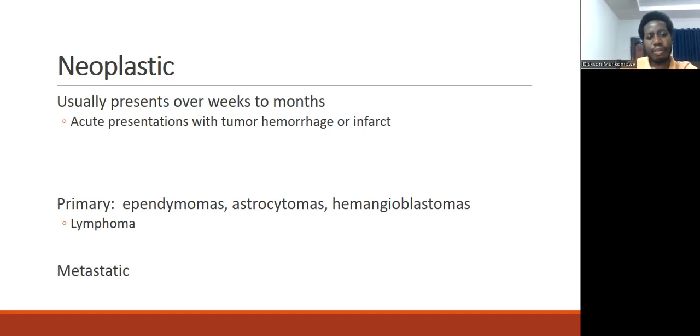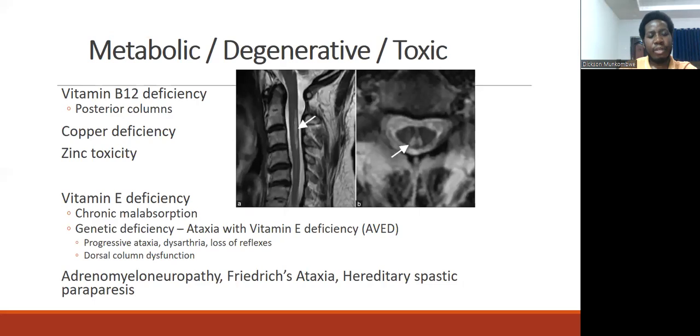So primary tumors of the spinal cord include ependymomas, astrocytomas, hemangioblastomas, and lymphomas. And then there are also metastatic tumors which can go to the spinal cord, commonly prostate cancer as well as multiple myeloma, even though they tend to involve the bones and will cause a myelopathy secondarily.